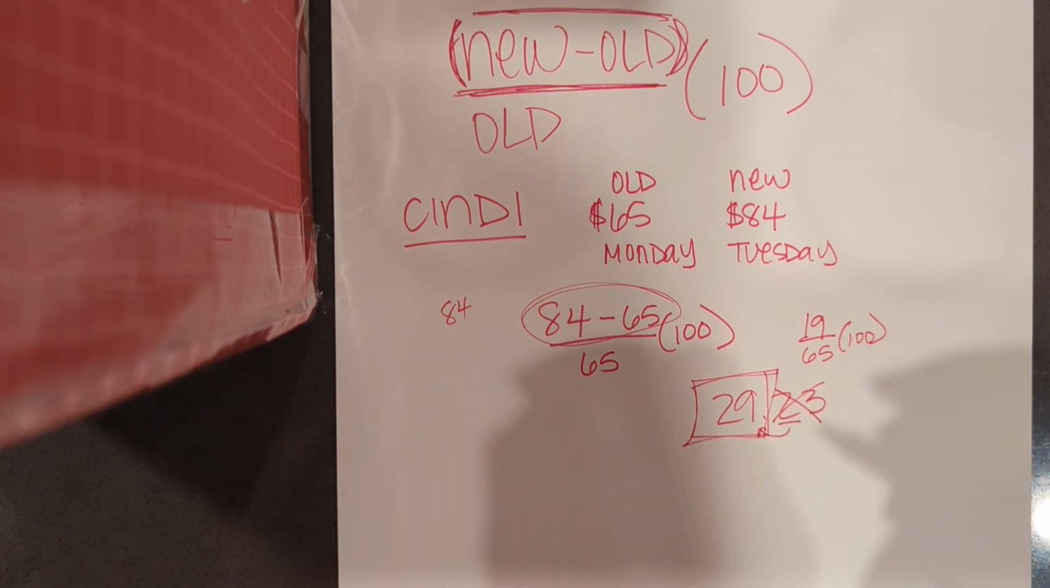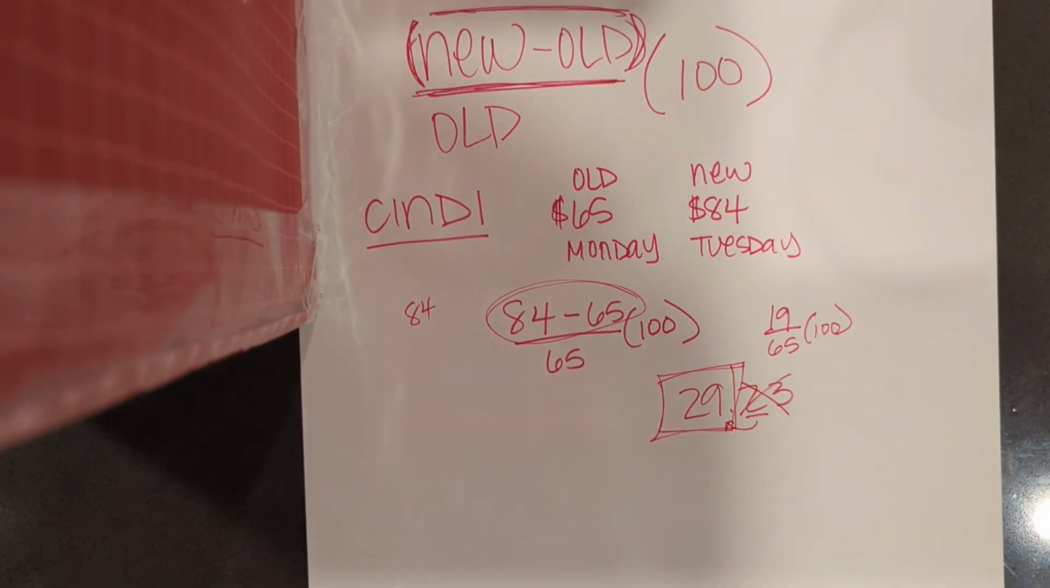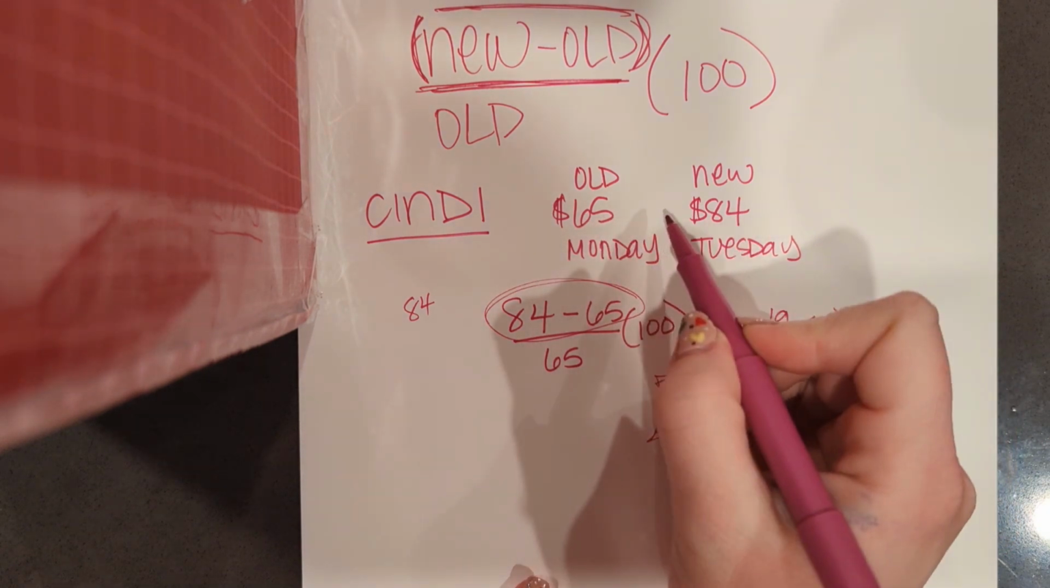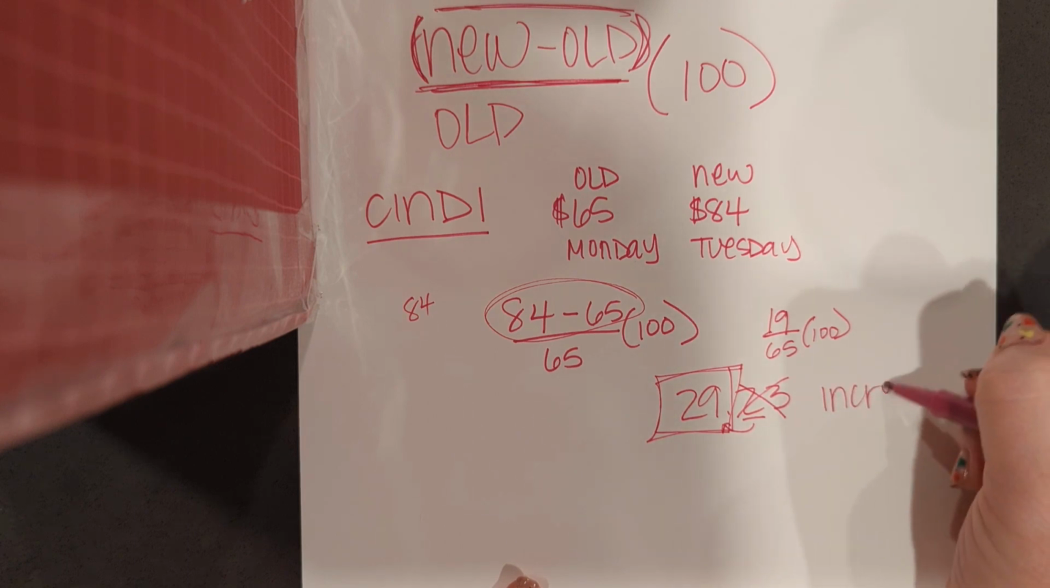Once you type that in the box where it says answer, it should be green for yes. So now we go over to the column that it says percent of change. We went from 65 to 84. That's an increase. So in the box, you're going to write increase.